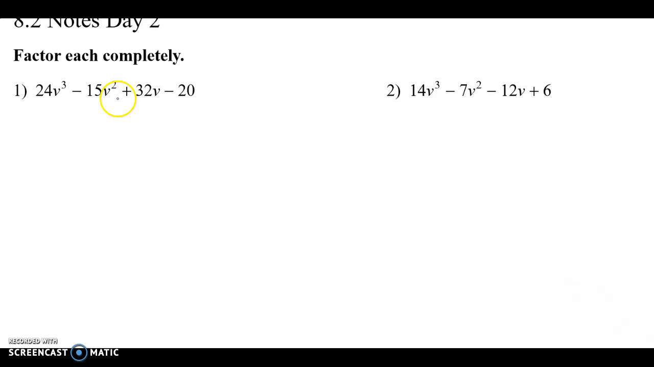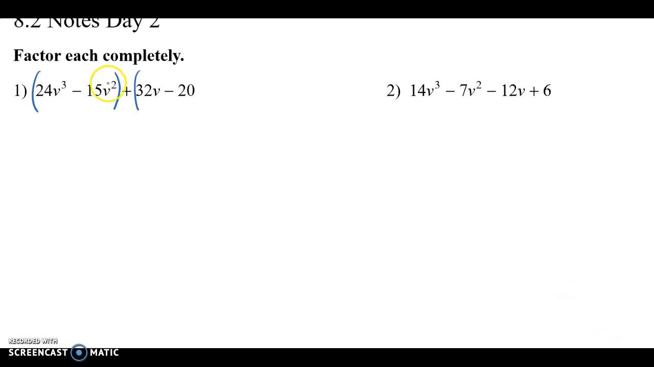There are four terms, and if I look at all four of those terms, there's nothing that all of them have in common. There is no GCF that will go into all four of those terms. But thankfully, when there are four terms, there is another type of grouping that sometimes works, and we're going to try that method on this problem.